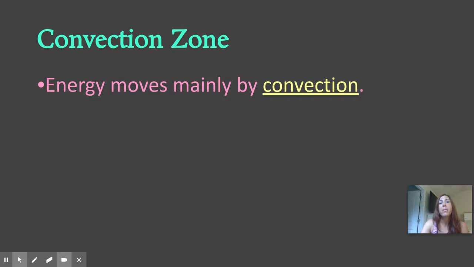Energy flows mainly by convection. I know you guys have studied convection currents in the past. And basically, convection currents are when heat rises, it moves across, and then it sinks.